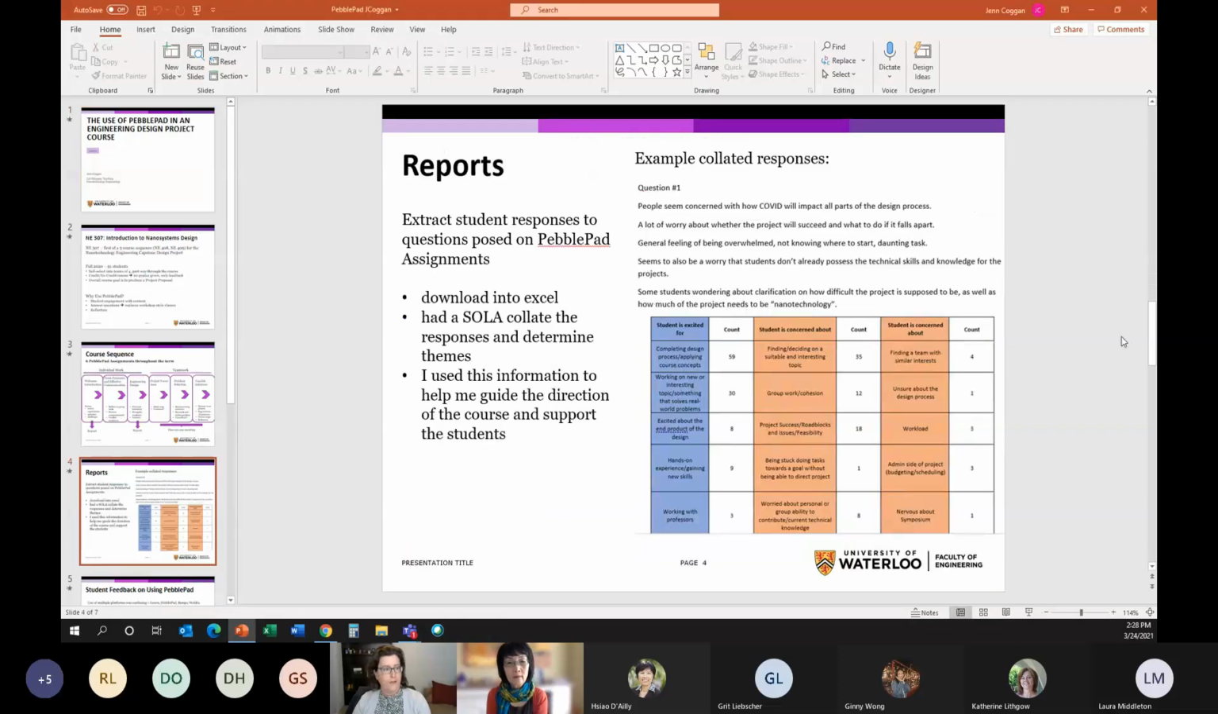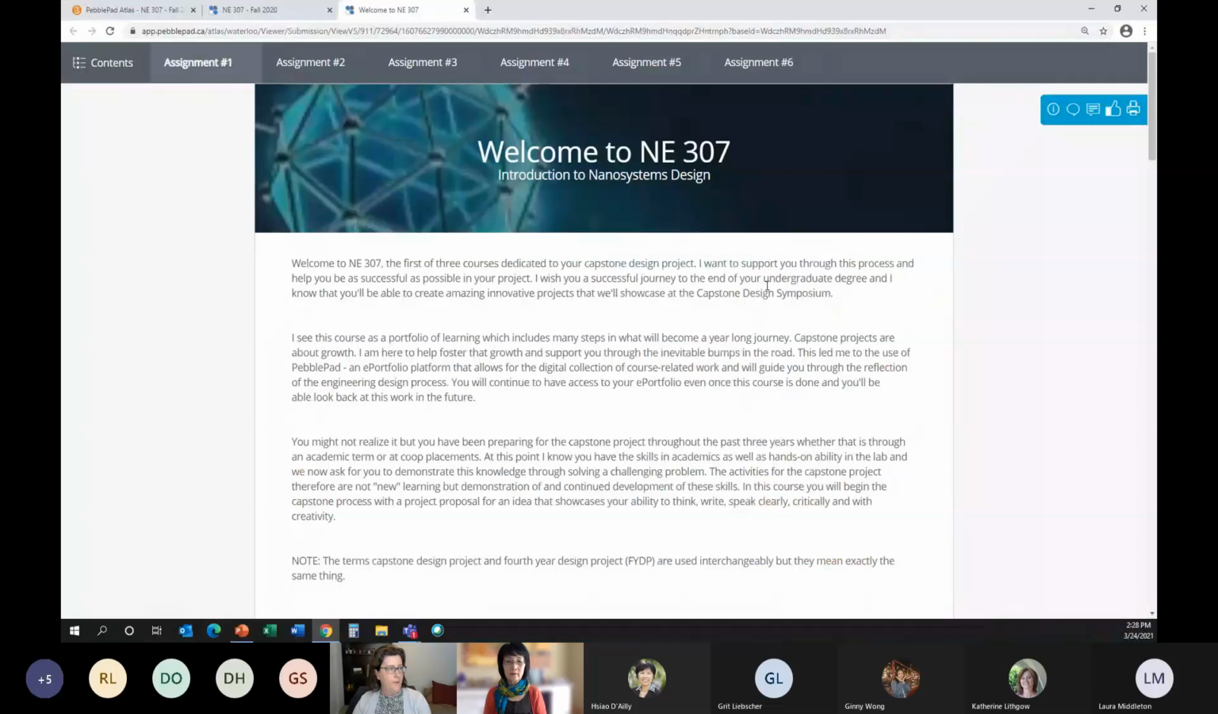So I'm just going to switch now to show my PebblePad. I used it a little bit differently than what Laura had done, where she had her whole course in here. I used it more just as an assignment space. So as I mentioned, there were 6 assignments. Started with an introduction.